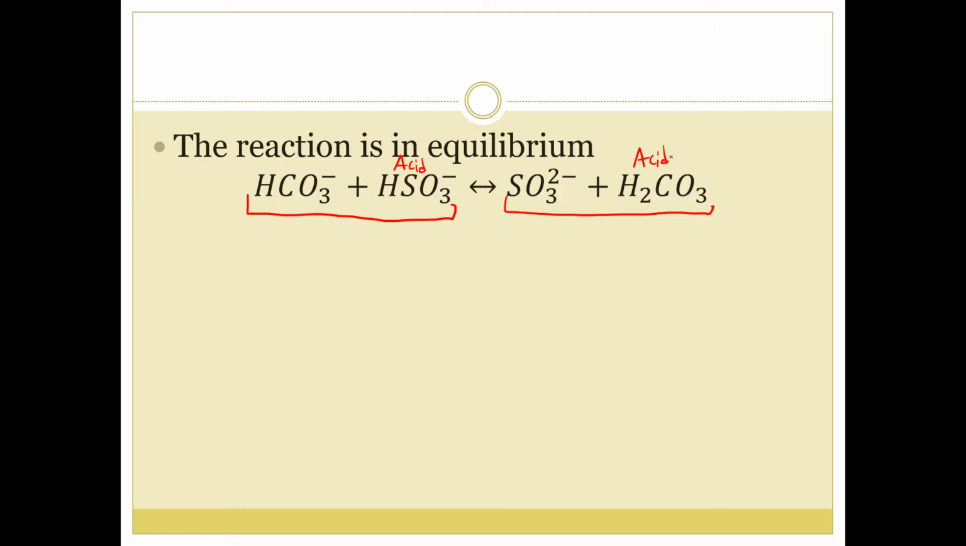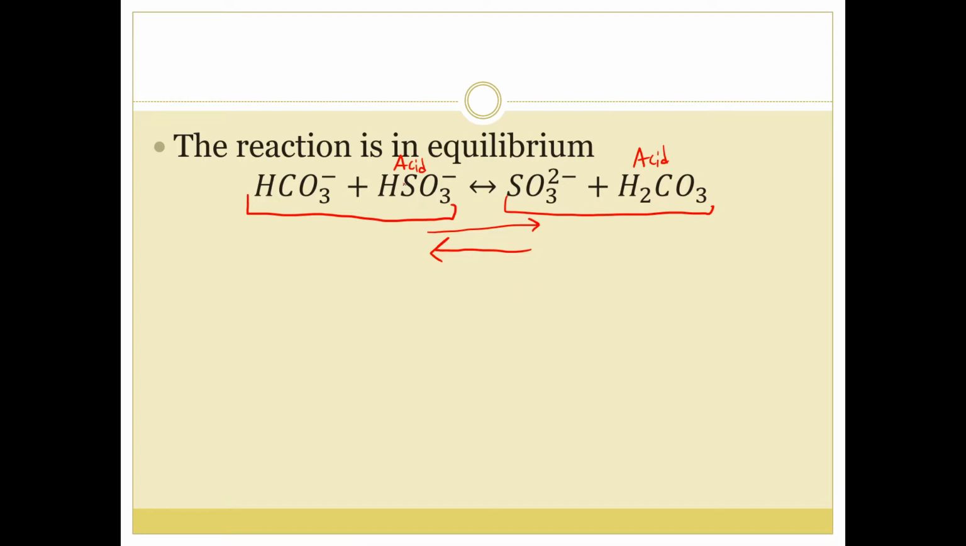And now at this point, you can sort of think of it kind of like a tug of war. Which of those two acids is stronger? The stronger acid will force the reaction to go in the other direction. So if HSO3- is stronger than H2CO3, the reaction will go this way. If H2CO3 is stronger than HSO3-, the reaction will go this way, or at least it'll favor that side.